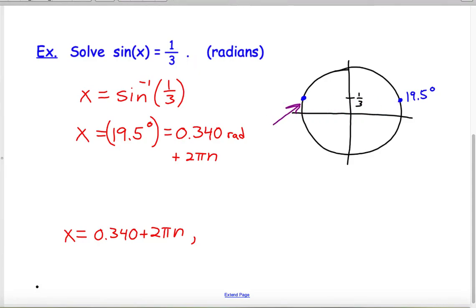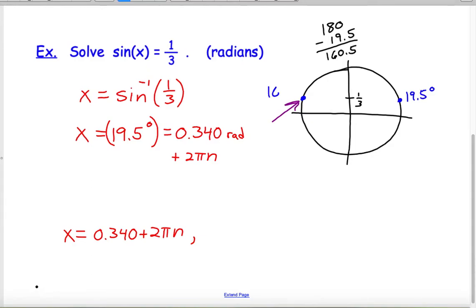So I know that I'm supposed to have 2 answers here. The calculator using inverse sine only gave me this answer. So how do I get this answer? Well, I know they're both up the same number of degrees from the x-axis. So how could I find this one? Well, right here is how many degrees? 180 degrees. So if I subtract 19.5 degrees from that, I'll get this angle. So if I subtract 19.5 degrees from 180, I get what, 160.5? So 160.5 degrees is my other answer.